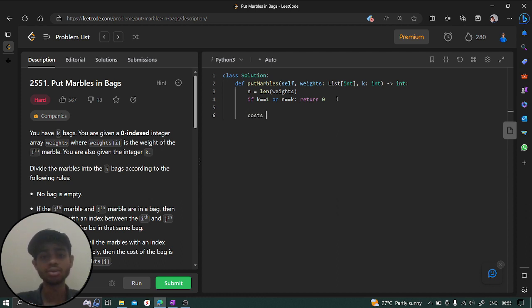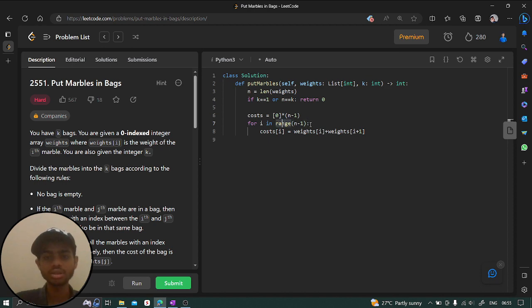Now we are going to find the cost. Initially it has 0, n minus 1 times, so for i in range of n minus 1, we are going to say cost of i is weight of i plus weight of i plus 1. This is the cost of that particular line we draw. We loop n minus 1 times because we can have only n minus 1 options.